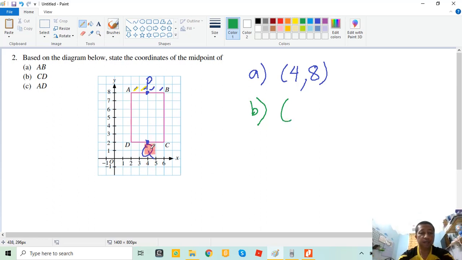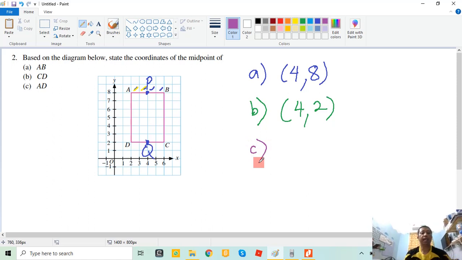For X, this one, answer is 4. But Y is different. The Y is this one. And this is Y. Okay. And the answer is 2. Midpoint for CD, 4, 2. Next, we go to question C.